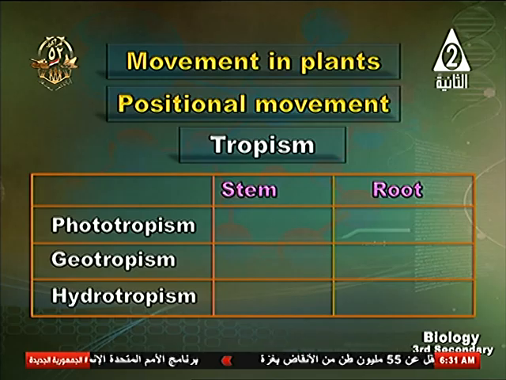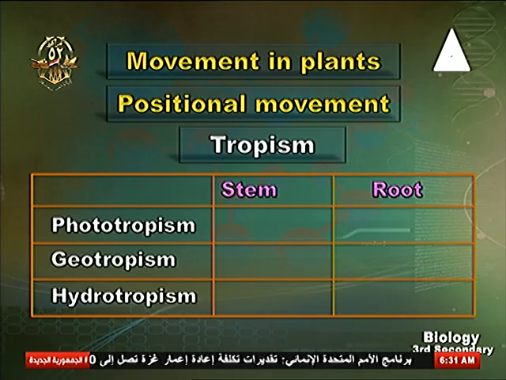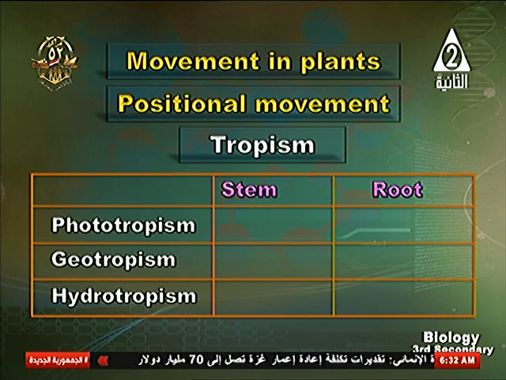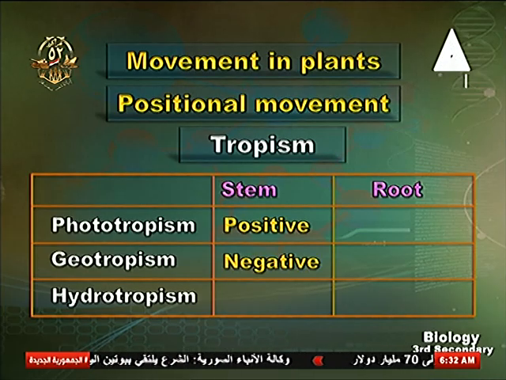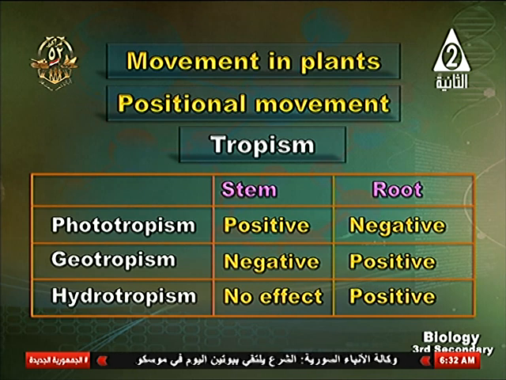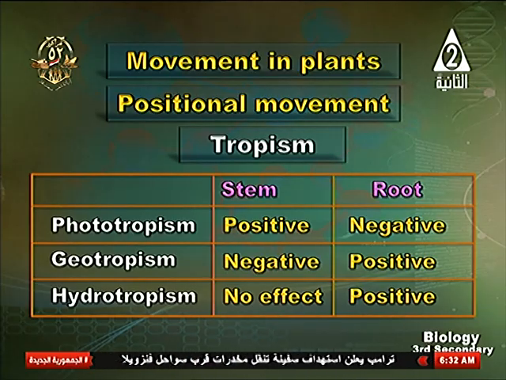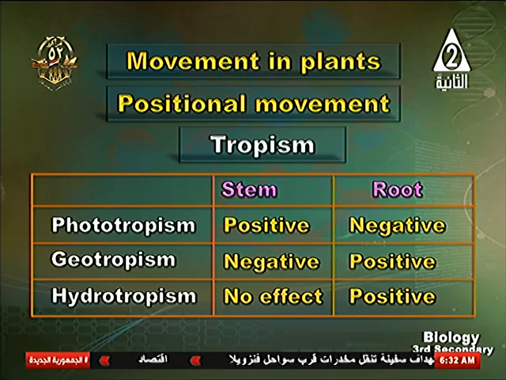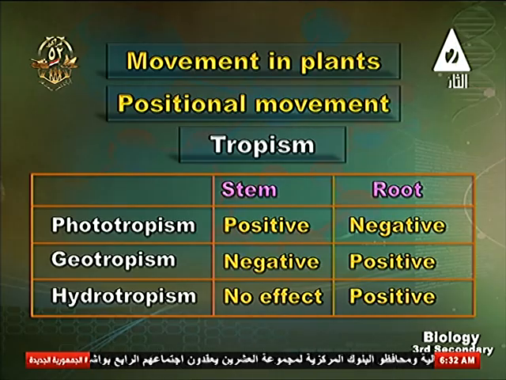Stem bends toward the light, so it is positive phototropism, while the root bends away from light, so the root is negative phototropism. Stem bends upright, away from gravity, so it is negative geotropism, while root bends downward toward the gravity, so it is positive geotropism.